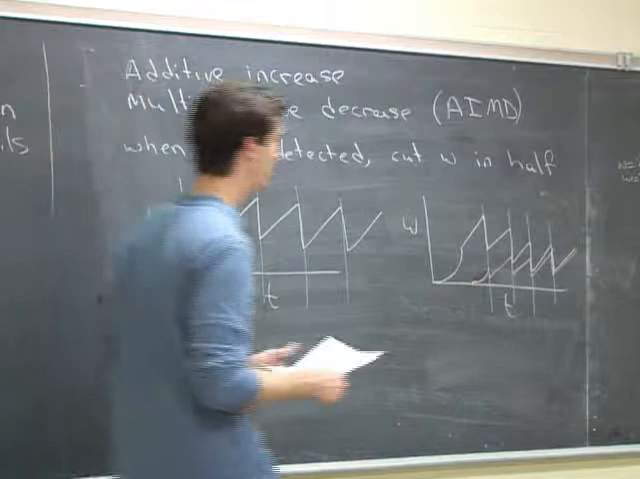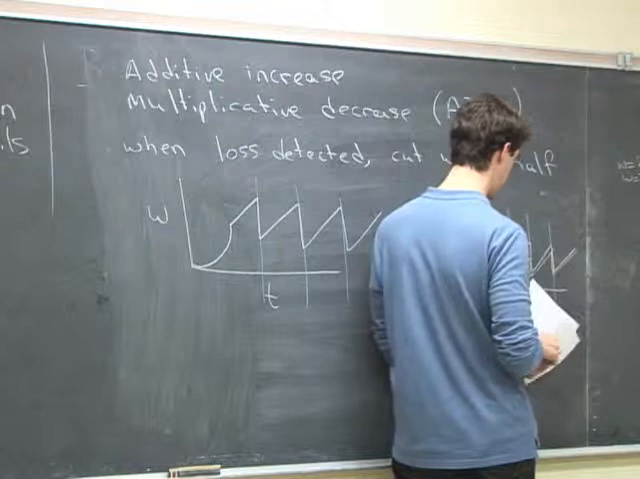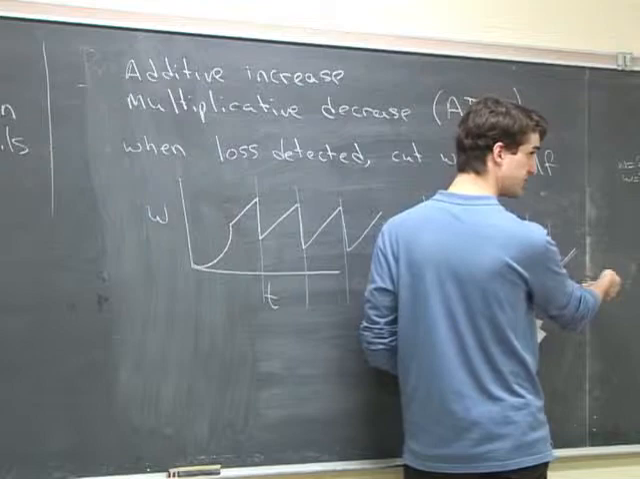And if we were to throw in more senders, if we had 4 or 5 senders, you'd see the same thing. If we introduce another sender at this point, then these guys will eventually bring their rates down and we'll come to an equilibrium solution.